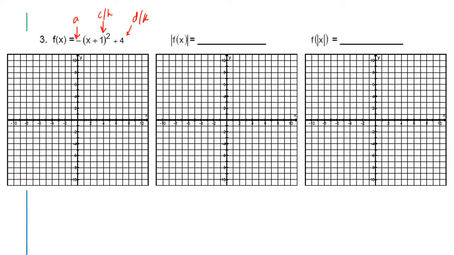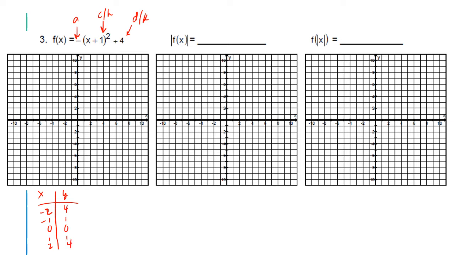Okay, so let's think about our parent function table. So our parent function for a quadratic, I'm only going to do 5. So I'm going to do -2, -1, 0, 1, and 2. So our parent function is 4, 1, 0, 1, and 4.